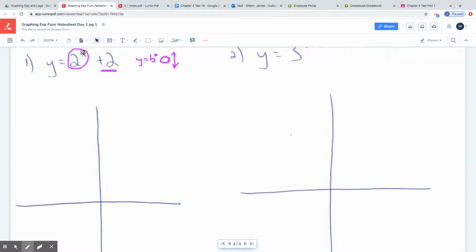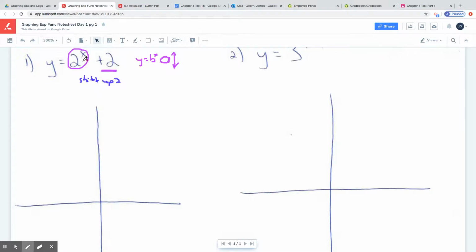It's not attached to the x, it's not in the exponent, it's off to the right here. Since this is plus 2, this is going to be a shift. We're going to shift this up 2. If this was a negative 2, we would shift this down 2. If this was a plus 8, we would shift it up 8. If it was a negative 8, we shift it down 8.